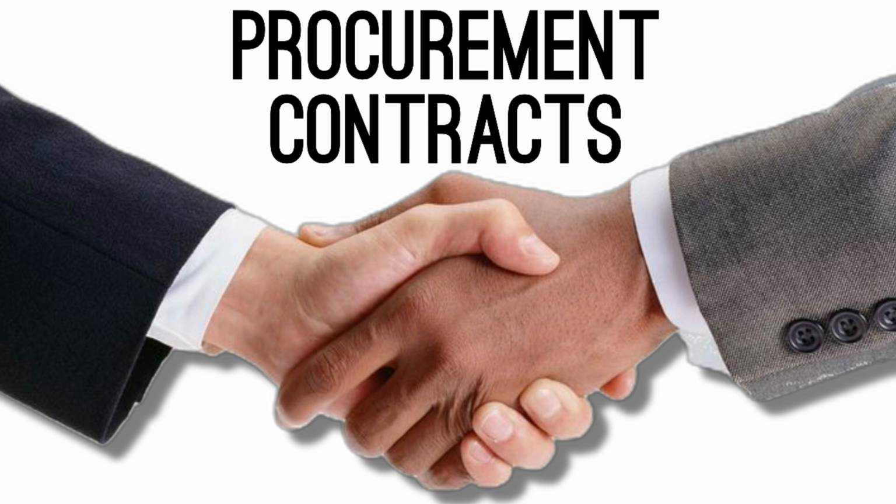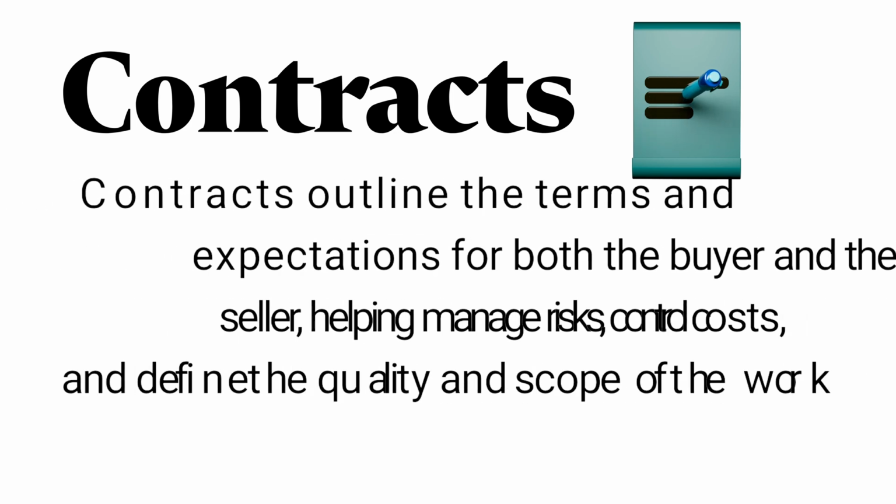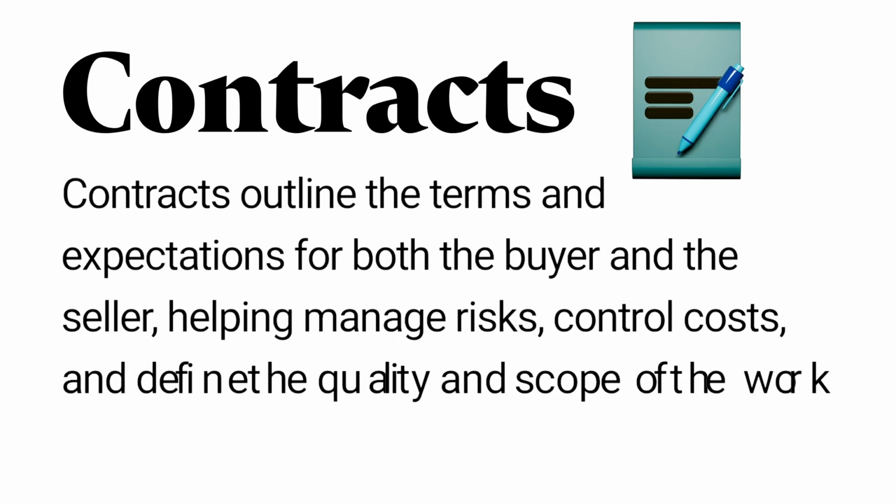In project management, procurement contracts are formal agreements used to acquire goods, services, or resources needed to complete a project. Contracts outline the terms and expectations for both the buyer and the seller, helping manage risks, control costs, and define the quality and scope of the work.